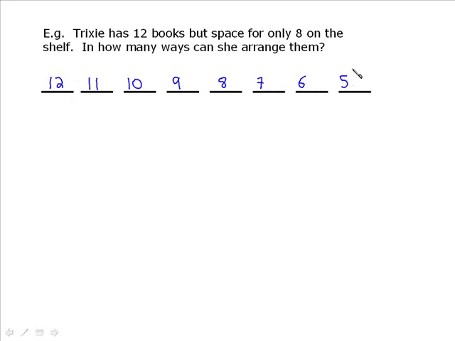And the thing of it is, you cannot use your factorial key with this one, because your factorial key will take you all the way down to 1, and we don't want to go that far. So we have to multiply this by hand, and that will give us 19,958,400 ways. So lots of choices.